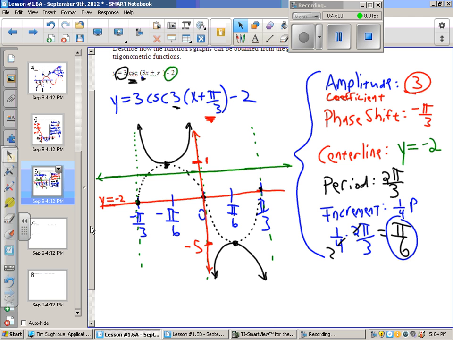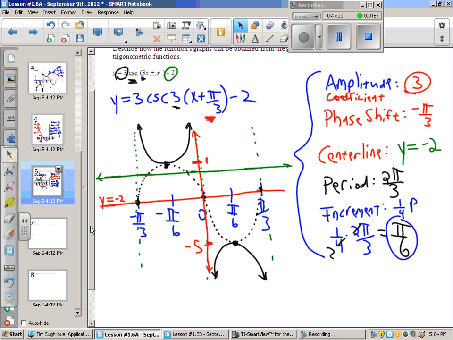Last piece of summary here is to say, if it's a cosecant, you dot in the function as if it's a sine function. Wherever it crosses the center line, draw a vertical asymptote. High points go up, low points go down. If it's a secant function, you dot it in as if it's a cosine function. Wherever the cosine function would have crossed the center line, dot in vertical asymptotes. High points go up, low points go down.